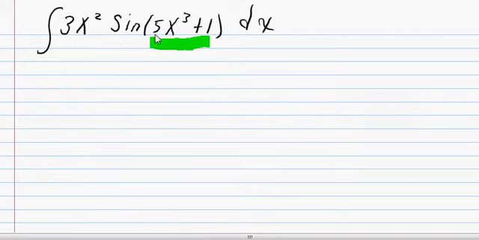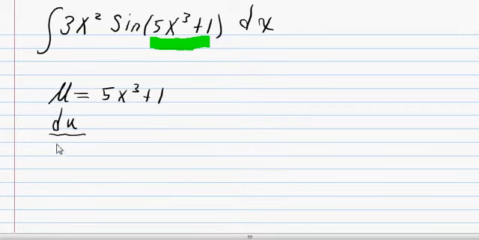So I'm going to let u, because I noticed that if I take the derivative of this inside here, as far as x and the exponent is concerned, the derivative is here, I am going to let u equal whatever is in here. So it's going to be 5x cubed plus 1. And now I'm going to take the derivative of this with respect to x. So I'm going to do that, du dx. And of course, this is going to become, as I said earlier, 15x squared.